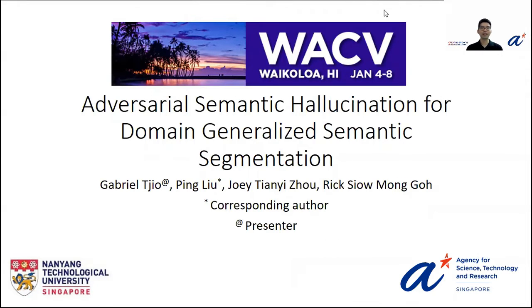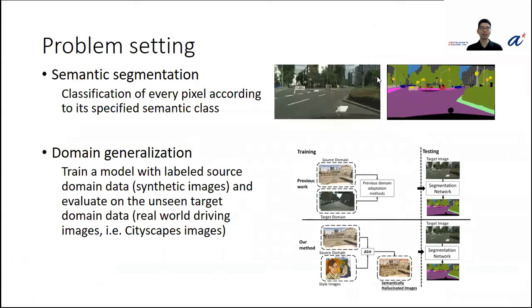Hello, I'm excited to share with you our work today on adversarial semantic hallucination for domain generalized semantic segmentation. Our problem involves semantic segmentation, which is the classification of every pixel in the input image. The annotation for this kind of problem is extremely costly since every pixel will have to be labeled.